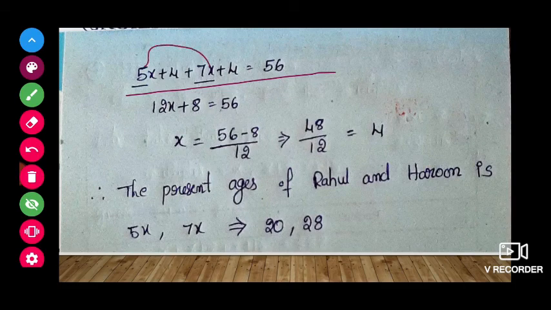Now here we have to add the variables. 5x plus 7x will get 12x. 4 plus 4 will get 8. That side it is saying 56. We want the value of x. So remaining all send that side.